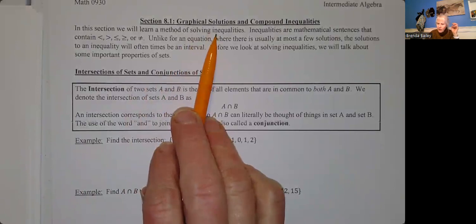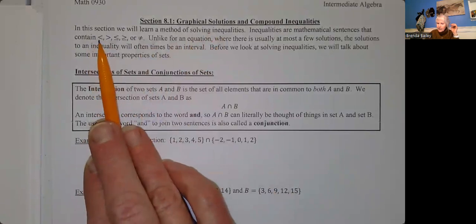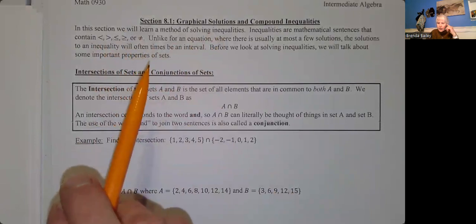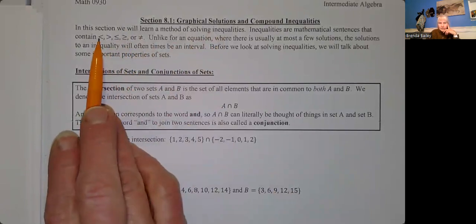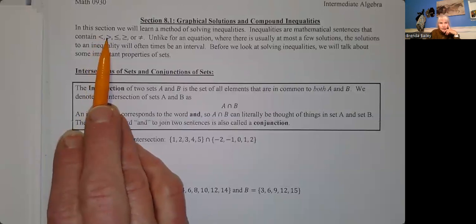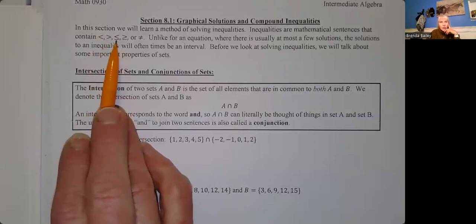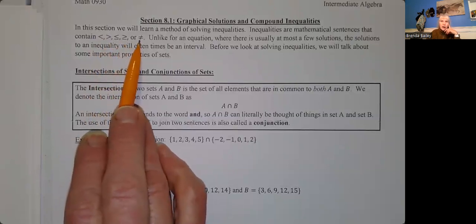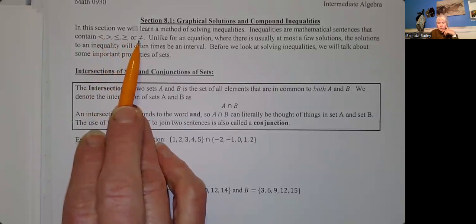Now, inequalities are mathematical sentences that contain these inequality symbols. Each one is read differently. This one is read less than, because you come to the smaller end first as you read from left to right. Then greater than, less than or equal, greater than or equal, and does not equal, which we've seen this symbol in doing domains, because we know the denominator cannot be 0.